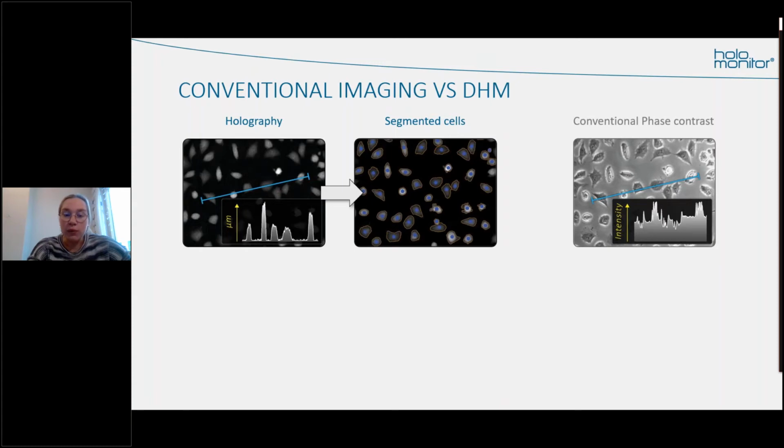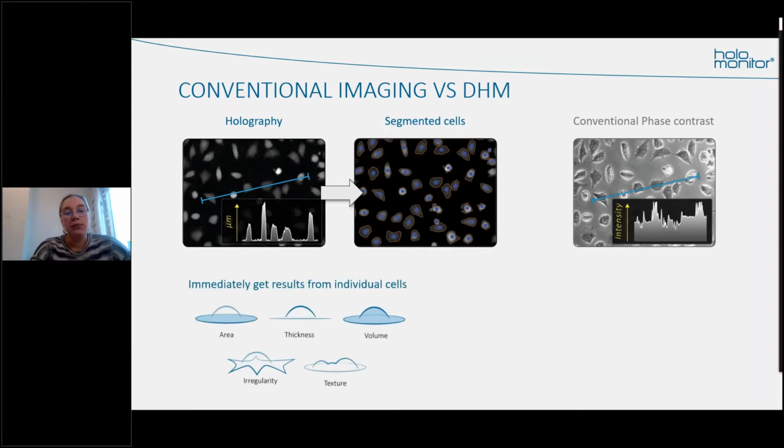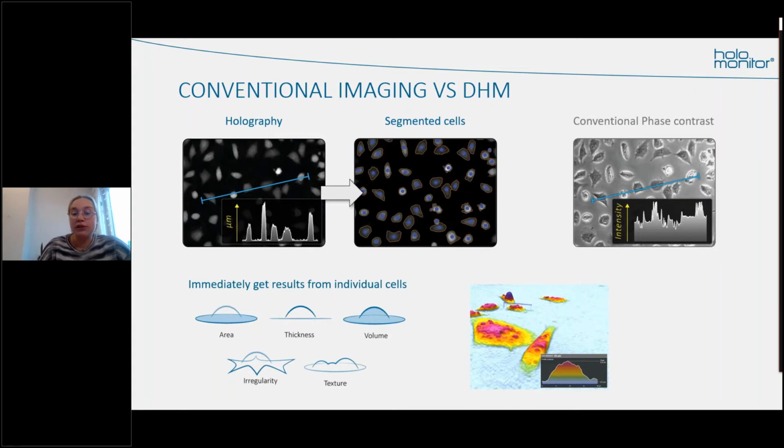Once we have found the cells, we can get a lot of data out from each individual cell. We can, for example, look at a multitude of morphological features. Here are some examples like area, thickness, volume, irregularity, and textures. We can also look at the cell profile. But we are not limited to looking at only morphology. If we have a sequence of images, we can also study cell fate and cell movement.